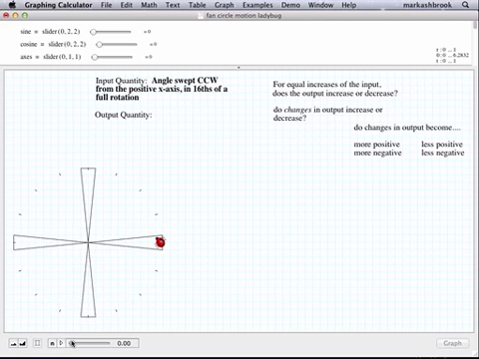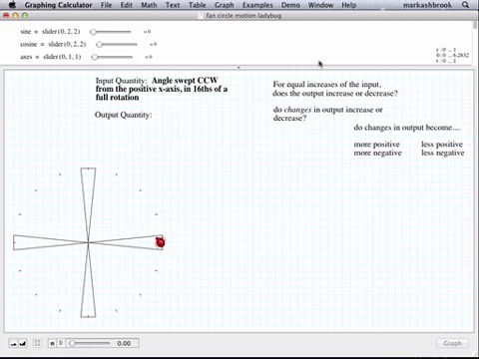And then each time we increase the angle by that much, we're first going to ask about the output: did the output increase or decrease? That's the first question. Our second question is, what about the changes in the output? We compare the current change to the previous change, and ask how those changes are changing. Are those changes increasing or decreasing? To help us answer that, remember we talked about this: are the changes becoming more positive, more negative, less positive, or less negative? That helps us answer whether the changes are increasing or decreasing.